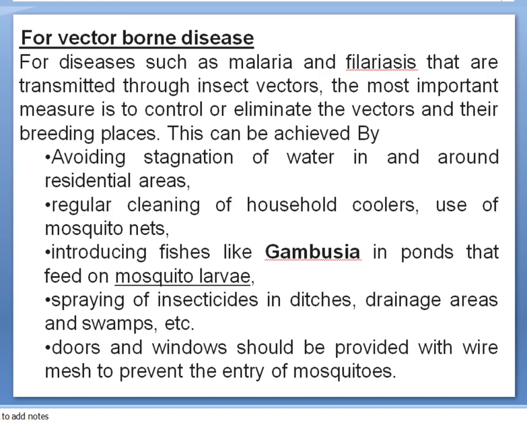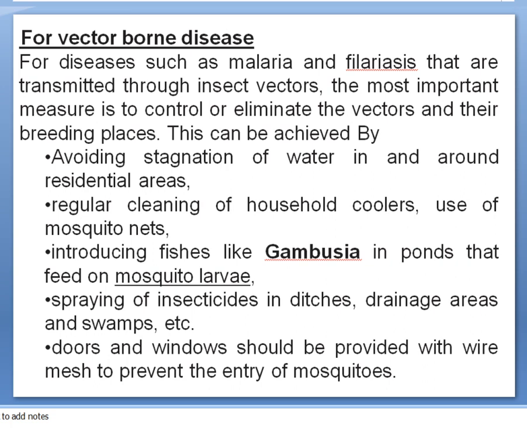And if water bodies are there nearby home, or wherever the population is there, one must introduce fishes like gambusia. So what is the use of these fishes? These fishes will feed on the larvae of the mosquito. The larvae of the mosquito will grow in the stagnant water. When we introduce gambusia fishes, these fishes will feed on these larvae, and the mosquito growth will be prevented.